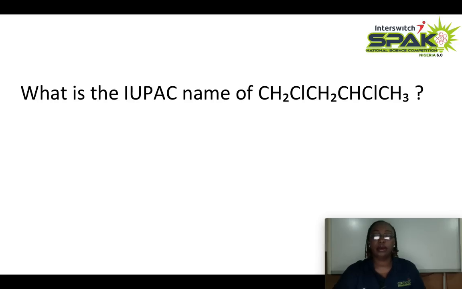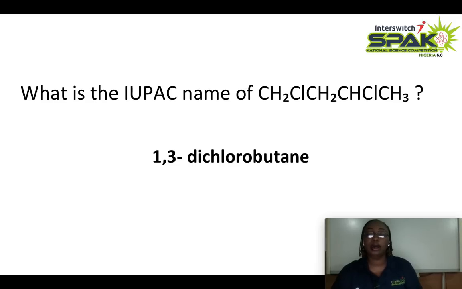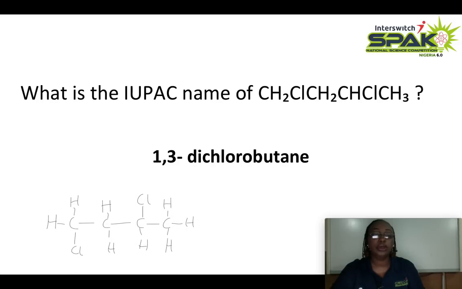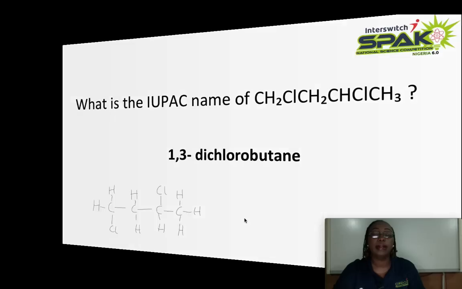Okay, what's the IUPAC name of this compound? Let's look at it. The IUPAC name is 1,3-dichlorobutane. And how do you get 1,3-dichlorobutane? If you look at it, you realize that we have 4 carbons, and then we have 1 chlorine attached to the first carbon, also attached to the third carbon. That's 1,3-di, because there are 2, chlorobutane.